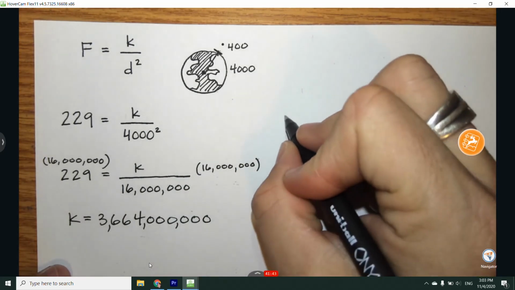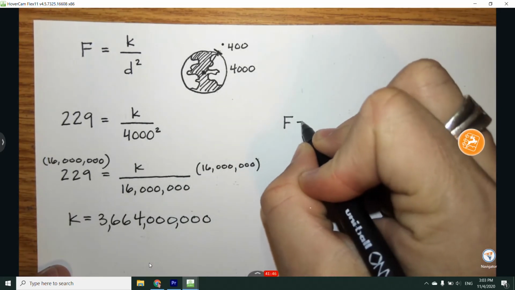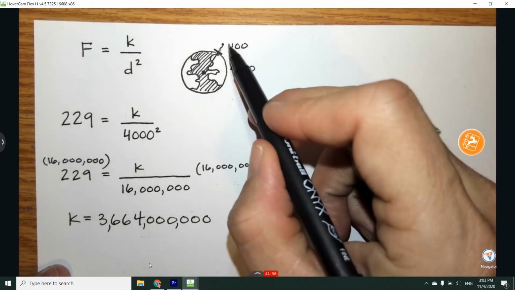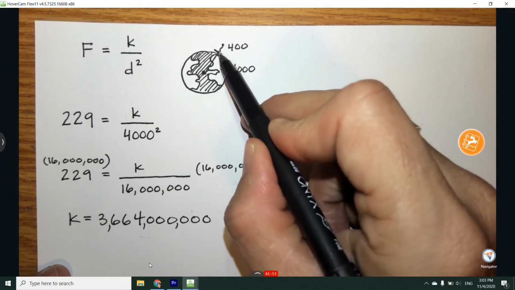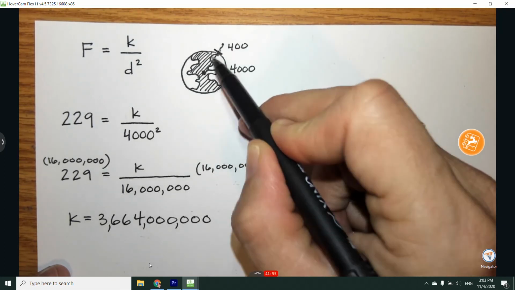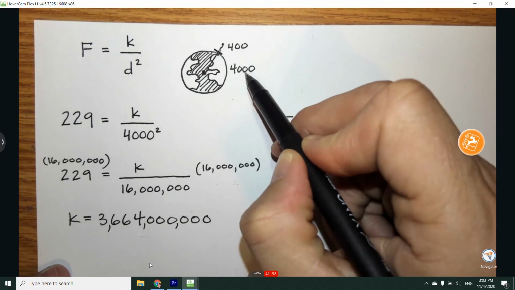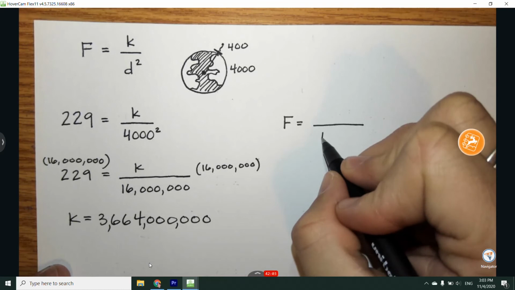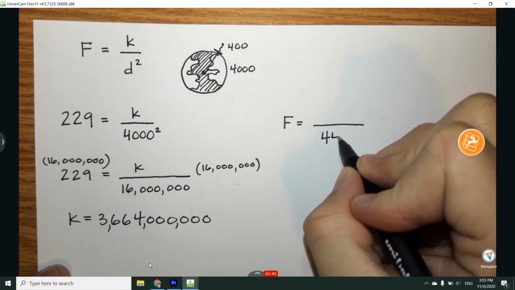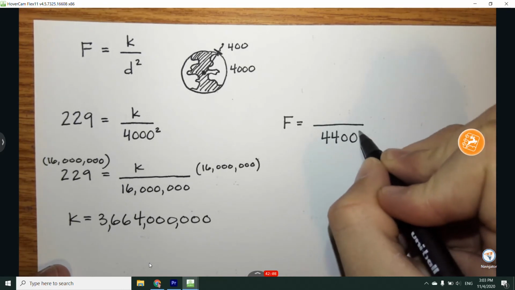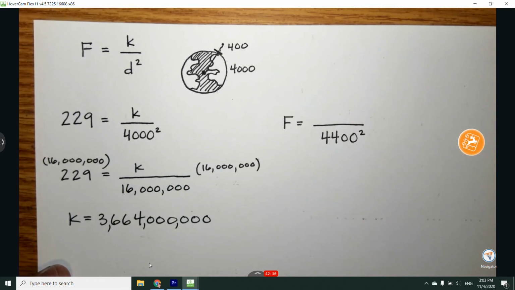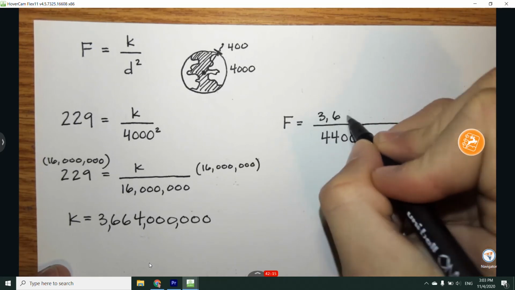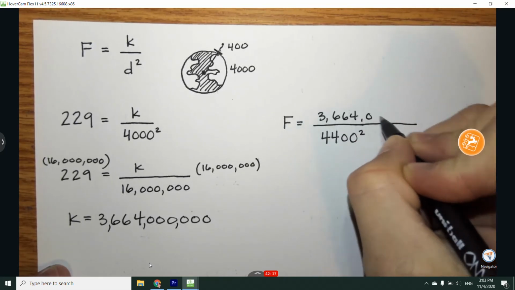So now we're looking for our force again. We want to find out how much it is. Now this astronaut has gone out and he's 400 miles away from the surface of the Earth. Now, just to get from the center to the surface, that's 4,000. And so we need to go 400 more. So the distance that we're looking for in our denominator is 4,400. Remember, we're going to square that. And now this is all over 3,664,000,000.